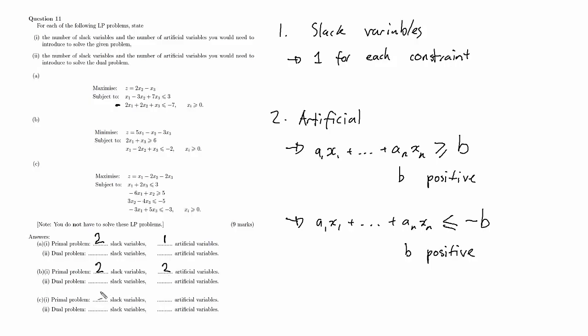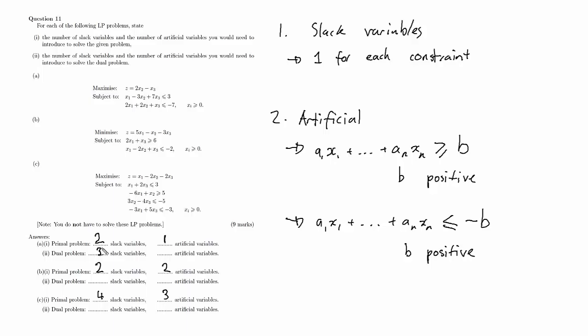Finally, for part C, we have 4 constraints and hence 4 slack variables. And we have 1, 2, 3 constraints of the form that introduces artificial variables. So we have 3 artificial variables. To count the number of slack variables in the dual problem, we have to know how many constraints are introduced. This is easy. We just count the number of resource variables in the primal problem. So, for part A, we have x1, x2, and x3. Each of these resource variables will introduce another constraint to the dual.